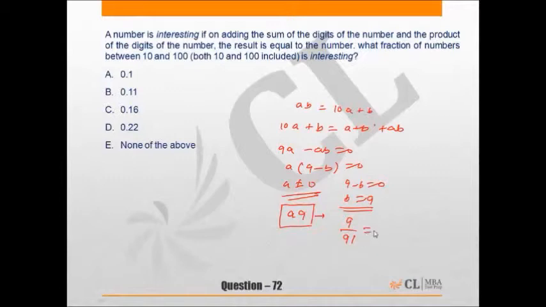which is equal to 0.0989. Therefore, option E is the correct answer, which is none of these. This figure is not present in any other option.